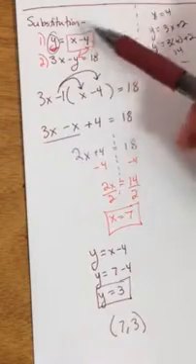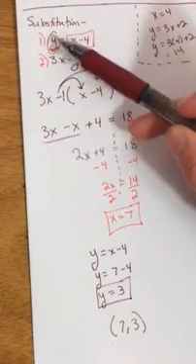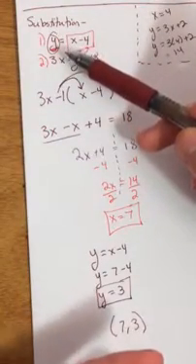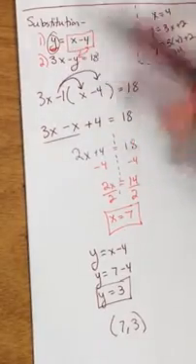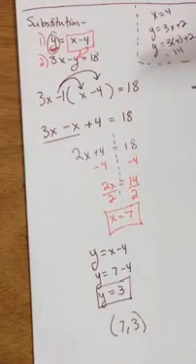Okay. So I took one variable, got it by itself. The problem gave it to me by itself, which was nice. And I substituted it in. Okay. Now some of them won't give you the variable by itself.